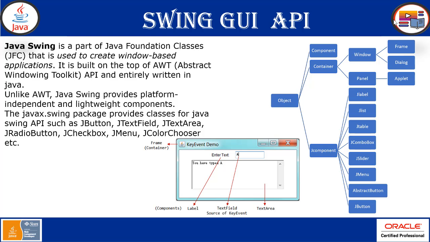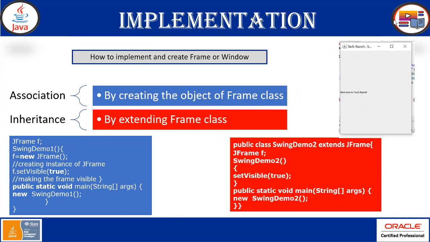Now, as per the hierarchy, we'll go one by one with all the objects. But for now, since today is the first session, we are going to introduce here, let's first create a frame. There are two ways you can create a frame or a window in Swing. One is called association, where we simply create the object of the frame class and write the concept inside the main method. Another way is inheritance, where we extend the frame class, create a constructor, write the concept in the constructor, and call the constructor inside the main method.